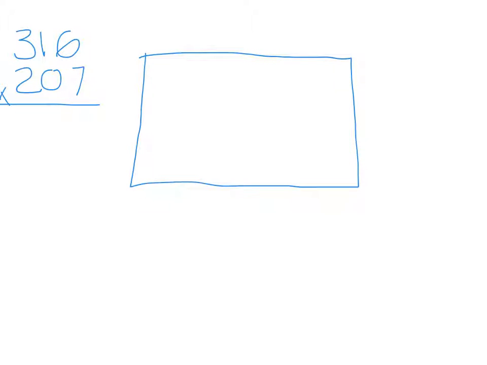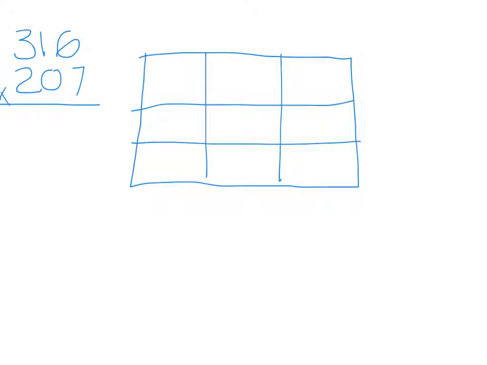Okay, so I'd like to try just one more problem with you. Let's do a little bit bigger one. This time we're going to do 316 times 207. So, as I mentioned before, we're going to need a box large enough to contain all of these digits. So, I'm going to need to make my box just a little bit bigger this time. And this time, you're going to need 3 columns and 3 rows. So, drawing my box like this, now I'm going to go ahead and write my numbers.